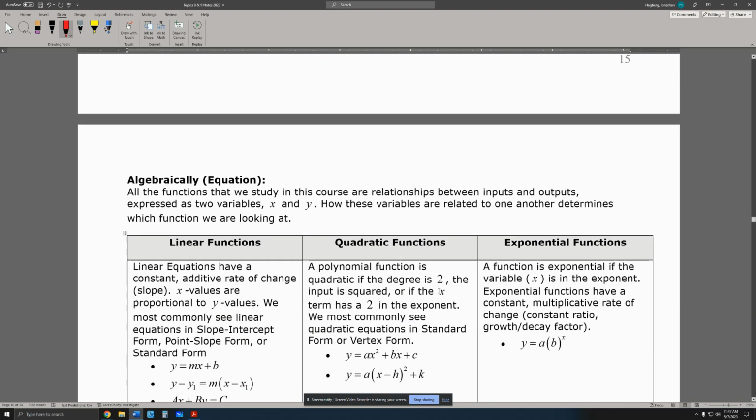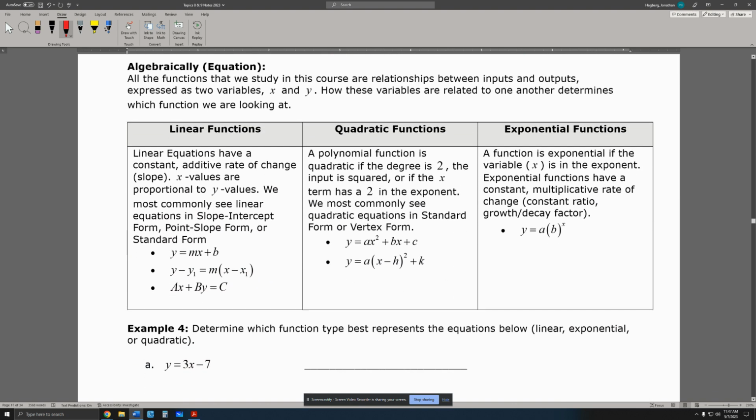All right, so the last way we're going to talk about today, go ahead and flip the page, is algebraically. So given an equation of a function, how can we determine what function type it is? So remember, all of the functions that we're studying in this course in Algebra 1 represent relationships between inputs and outputs. That's what a function is. And it's expressed as two variables, x and y. How these variables are related to one another determines which function type we're looking at.